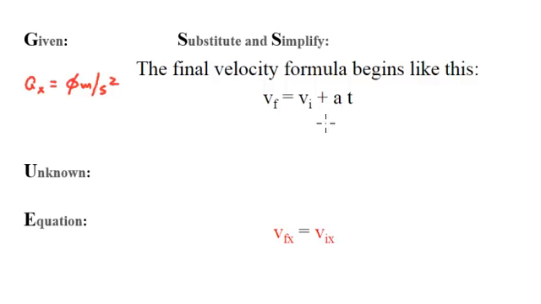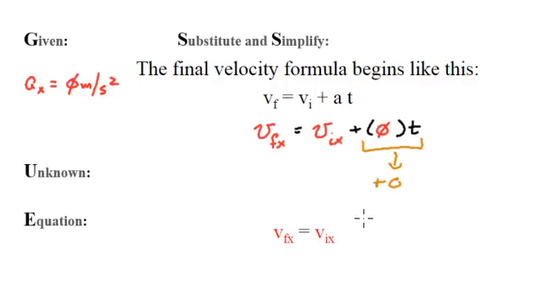So if I start to rewrite this formula and replace what I know, velocity final in the x-axis equals velocity initial in the x-axis plus whatever the acceleration is, and in this case it's 0 because of Newton's first law, times time. And now if you take a look, this simplifies down to plus 0. In essence, that doesn't mean anything at all, it doesn't influence the formula, and I've simplified my formula to velocity final in the x equals velocity initial in the x.